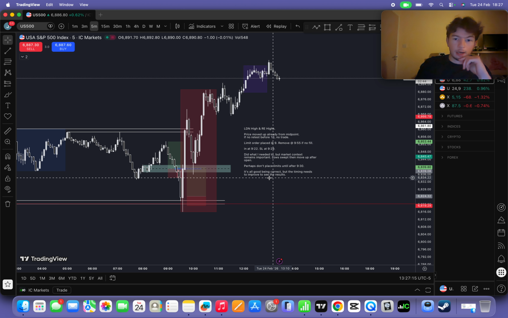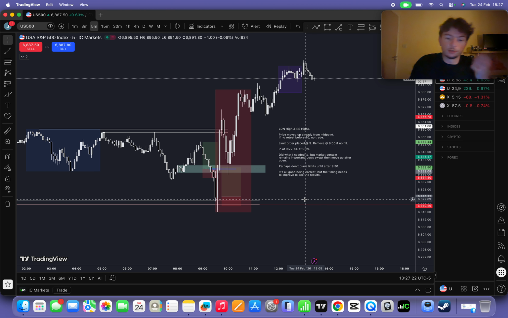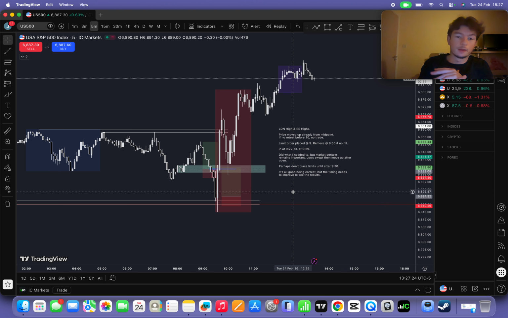I made this note here: it's all good being correct, but the timing needs to improve to see results, because this is true. In the last couple of weeks, I've been fairly correct in the direction that price is going, but in terms of my timing of my trades and my execution, it is still off a little bit.